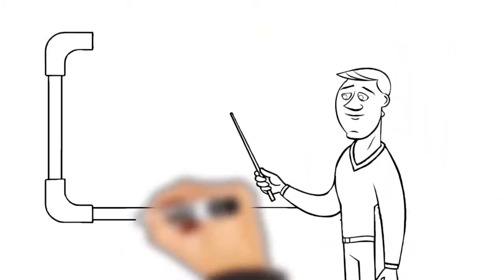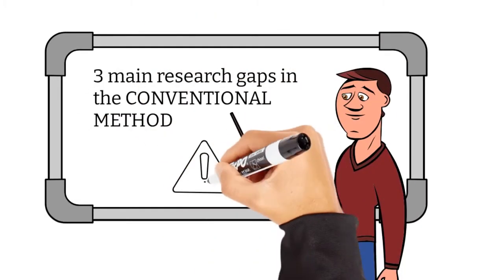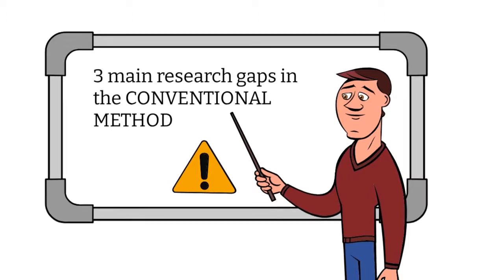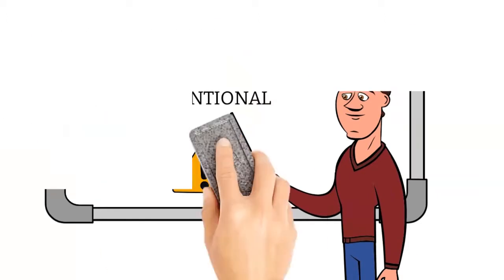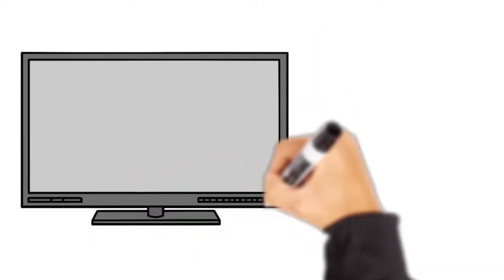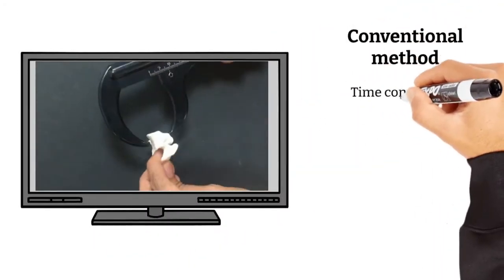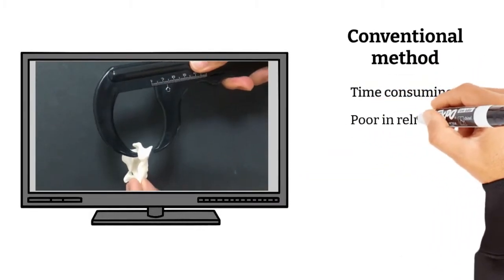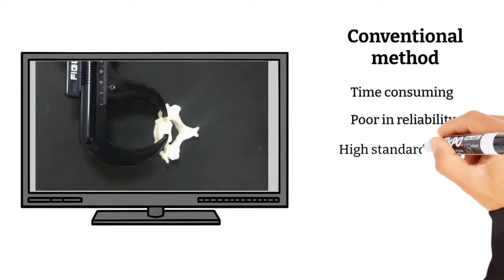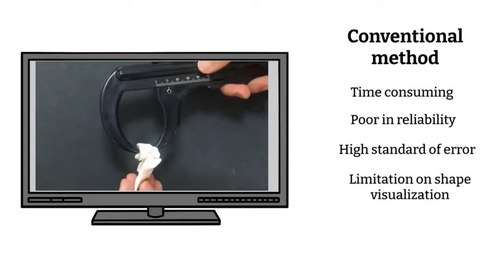Currently, there are 3 main research gaps using conventional methods in forensic anthropology investigation in Malaysia. Calipers or rulers are traditionally used to estimate the size of bones by measuring distance and ratio. This is time-consuming, has poor reliability, a high standard of error, as well as limitations on shape visualization.